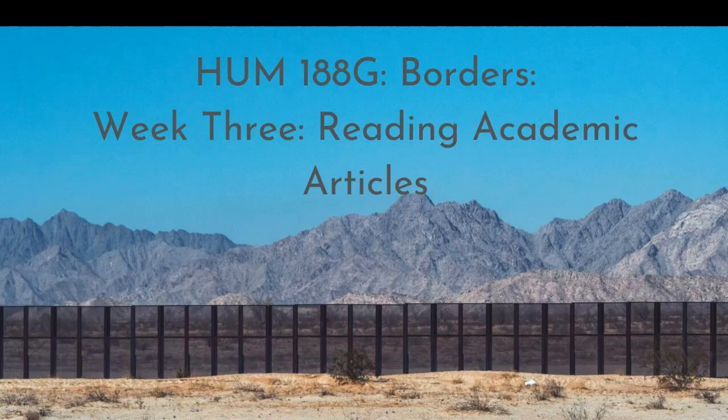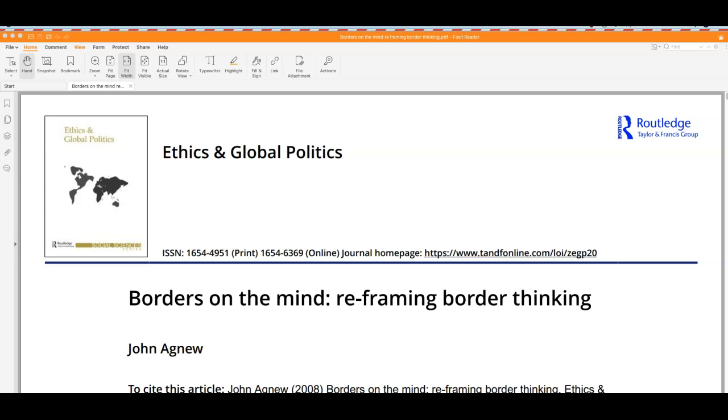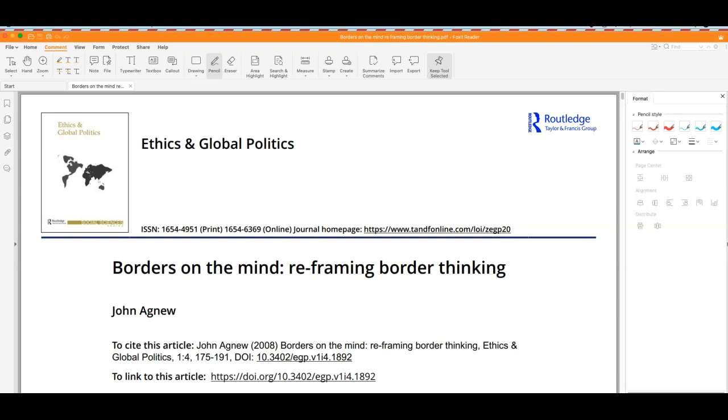Good morning. I want to spend a little bit of time talking with you about how to read academic articles. We're going to read an article titled Borders on the Mind, Reframing Border Thinking. One of the things you should notice is that this article is actually not from the humanities related fields. Instead, it's from a journal called Ethics and Global Politics, which is more of a social sciences field. But we're going to read this and then we're going to apply it in the humanities.